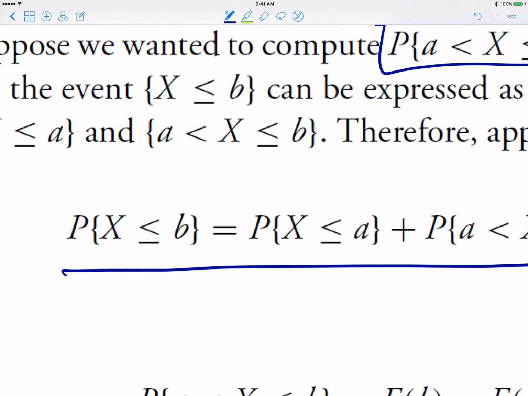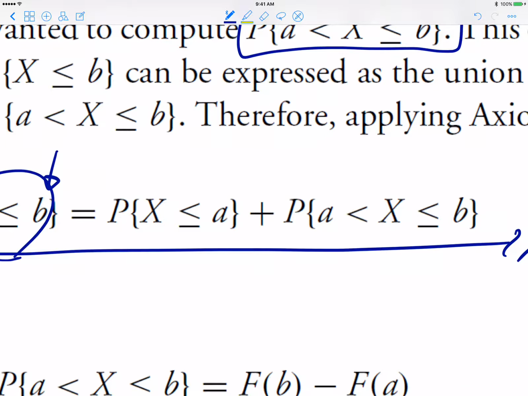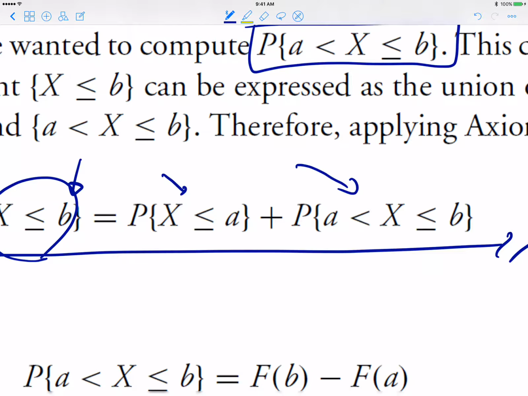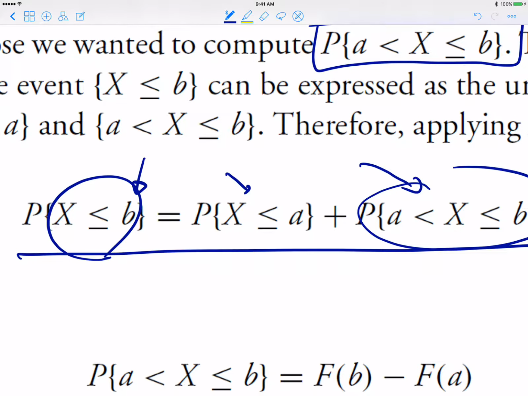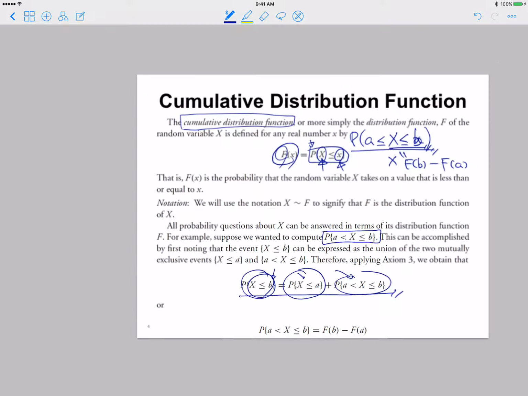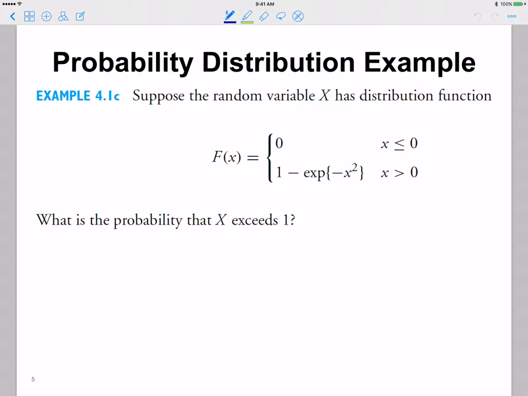Okay. So the probability of all the possible cases of x being equal to or less than b is divided into two different cases. Okay. And then this part is simply represented by this, minus this. Okay, it's quite easy, right?